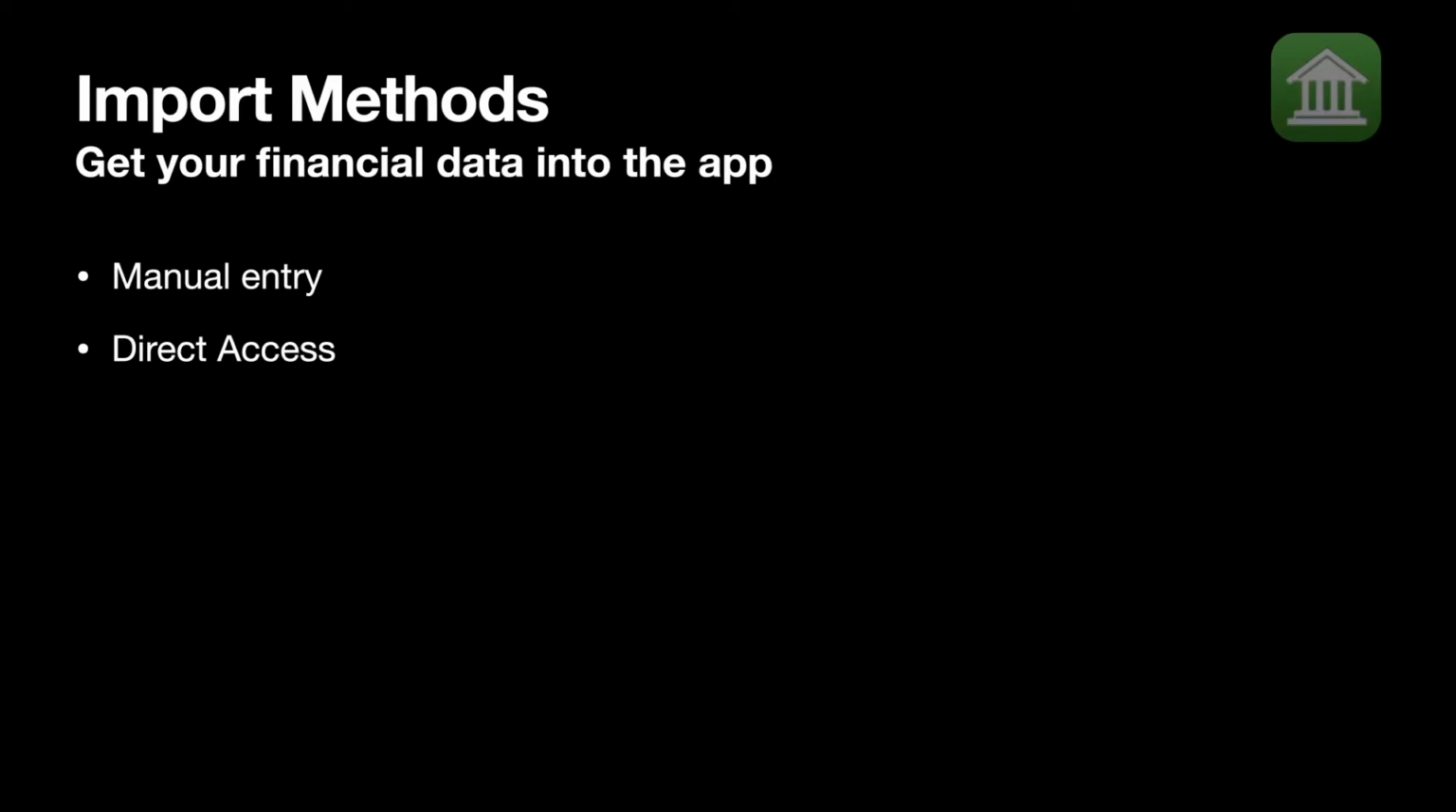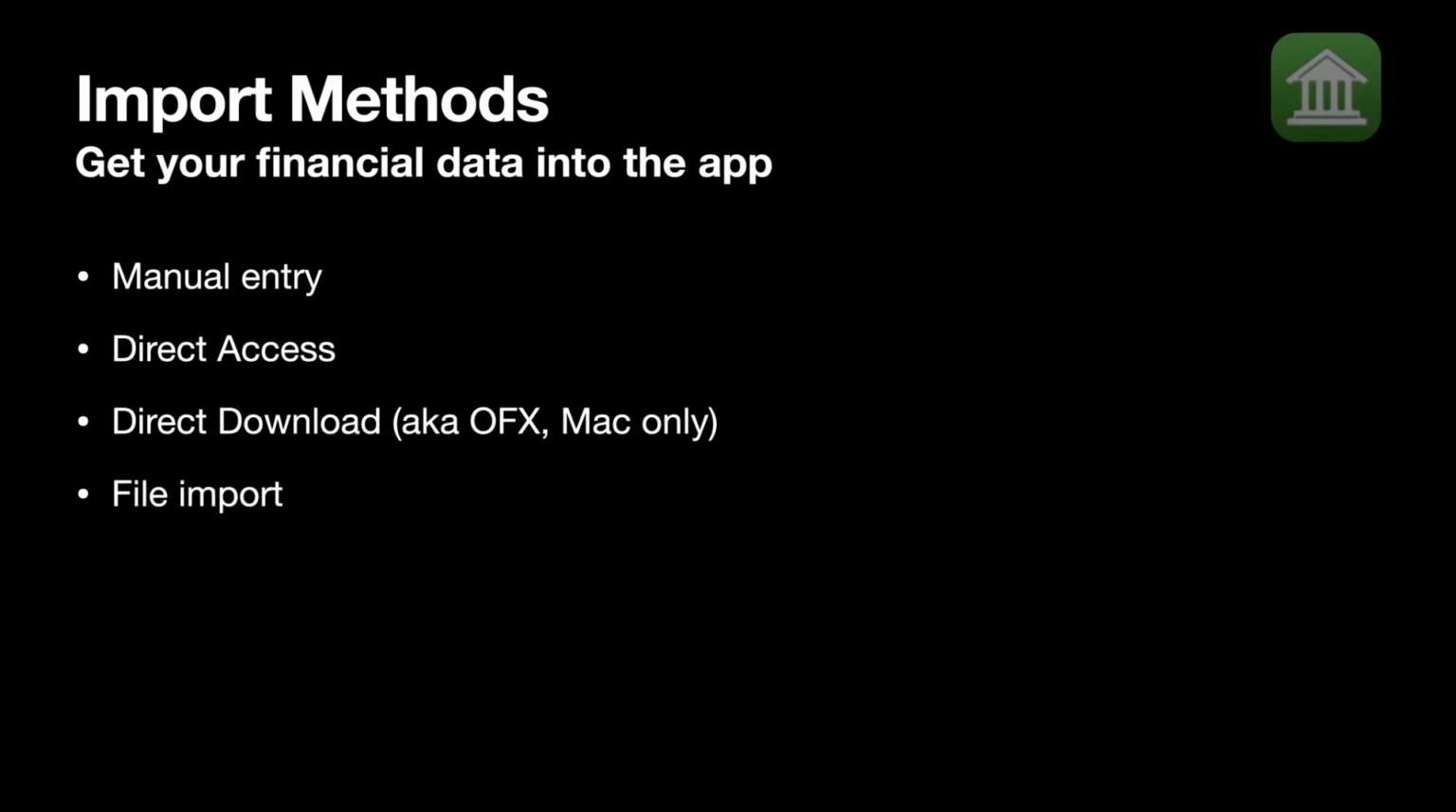One of the most common ways is you set up your account to connect through what we call direct access, and that's where the app goes out and automatically downloads transactions from your bank using our backend provider. The other way to have your account automatically download transactions is through direct download. That's something that is only supported on Mac right now.